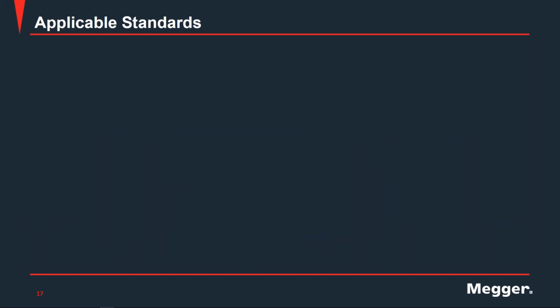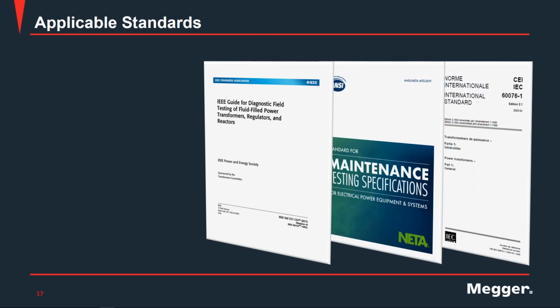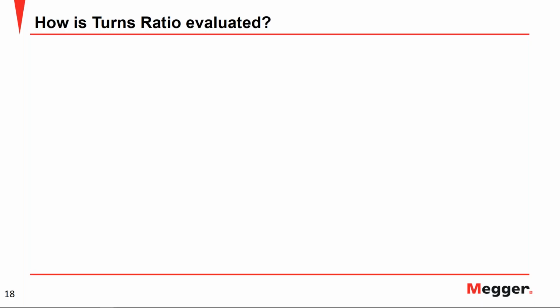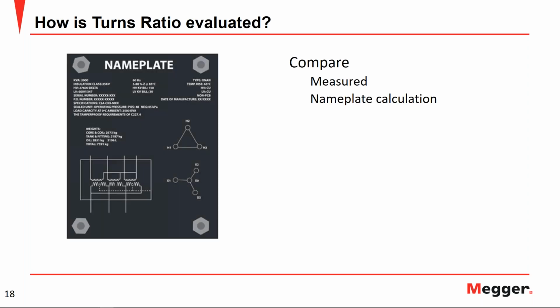Of course, there's many different standards out there that describe how to evaluate the turns ratio. So you got your IEEE, your NETA, your IEC. In general, you are looking for the turns ratio of plus or minus 0.5% for your transformer in order for it to have an acceptable reading. So this leads us to how is it evaluated. So you're going to compare your measured value to your nameplate calculation. And again, look for that plus or minus 0.5%.